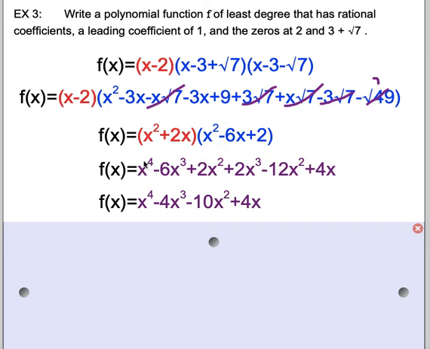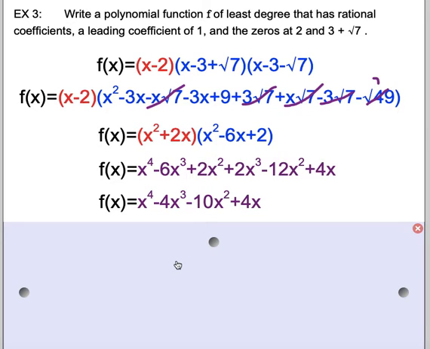I combine my like terms. I have x to the 4th. Negative 6x cubed plus 2x cubed is negative 4x cubed. 2x squared minus 12x squared is negative 10x squared. And then I have a 4x at the end. So that is example 3.